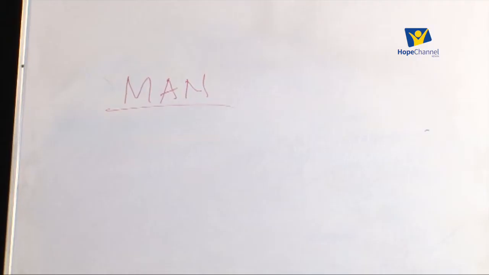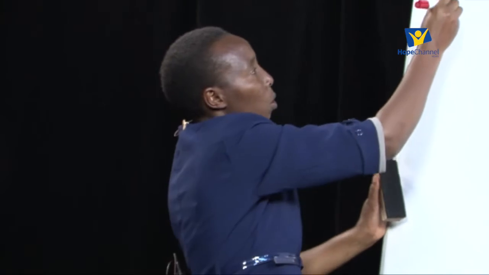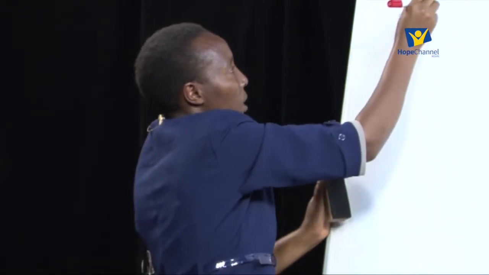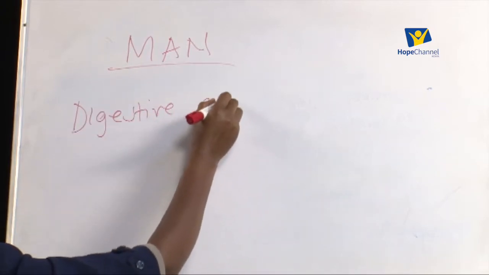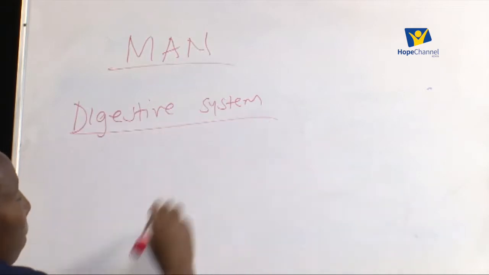Now, how do we acquire nutrients? How do we make use of them? For that reason, you realize that the complex food substances that we acquire, we have to break them down into small, soluble, and absorbable products. And you realize all that happens in the digestive system. So I want us to go through the digestive system of a human being.